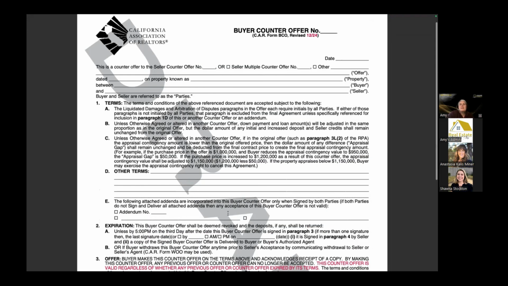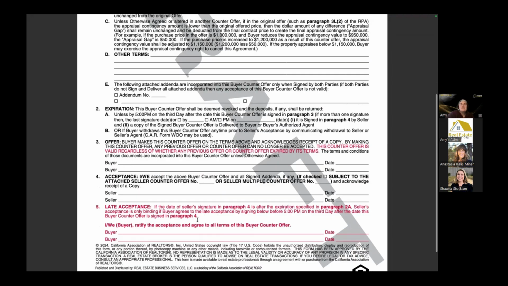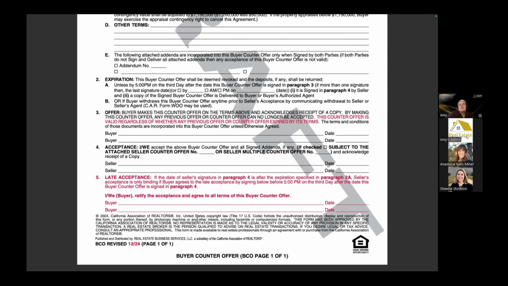This is the buyer counter offer. We're going to see the same stipulations on the seller counter offers as well. So I may just skip over those. I may pull them up so you can see it. But section 3, it just says, hey, buyer makes this counter offer on the terms above and acknowledges receipt of a copy by making this counter offer. Any previous offer or counter offer can no longer be accepted. Okay, that's original language. Then they added, this counter offer is valid regardless of whether any previous offer or counter offer expired by its terms.